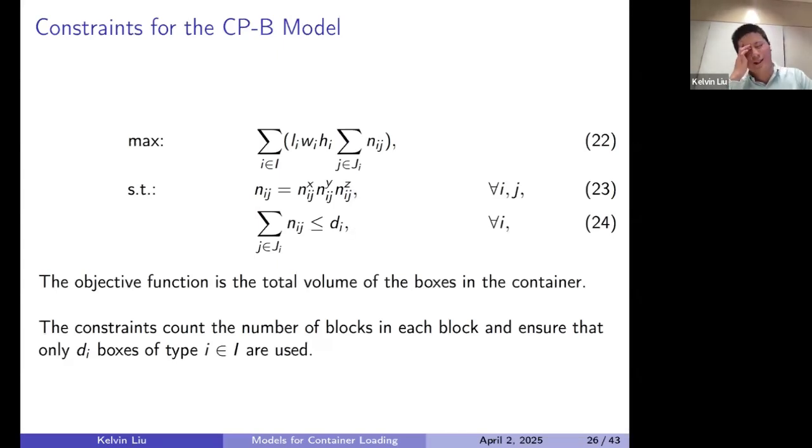So this was not necessary in the CPA model because we only had DI possible boxes and each box is just one box. But here we have DI blocks, but each block can contain more than one box. So it's important to make sure we limit the total number of boxes of type I to DI. We do need a constraint in this case.